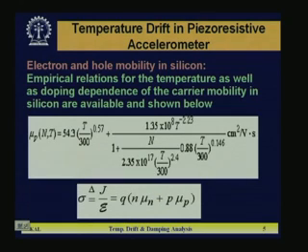Okay. Now, the first parameter is the TCR, temperature coefficient of resistance, which is due to the electron and hole mobility in silicon. We know the empirical relations for the temperature as well as the doping dependence of the carrier mobility in silicon are available in the literature, the empirical relation which is noted here. Mu p is a function of n and T, where n is the doping concentration and T is the temperature, in absolute scale. So it is given by this empirical relation.